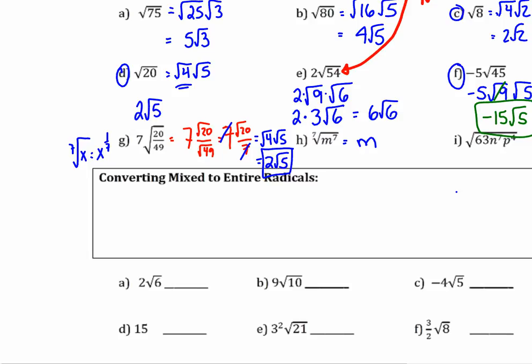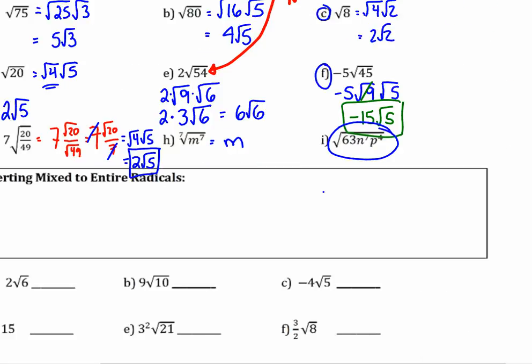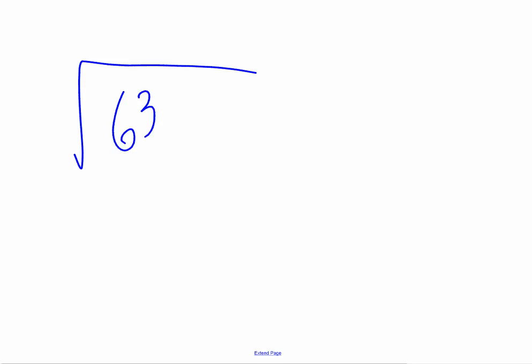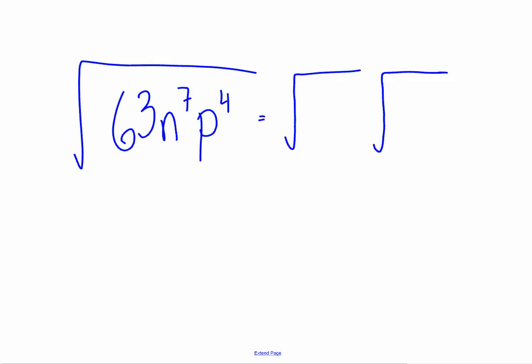Okay, the last one, I'm running out of room, so this, guys, is really important. Do you remember doing those in AP last year? Some of you, it's going to be brand new, so I'm going to write on the next page. So the square root of 63n to the 7th, p to the power of 4. Okay. So we want to break it up into our perfect squares and non-perfect squares.